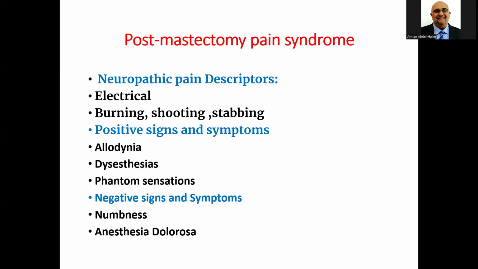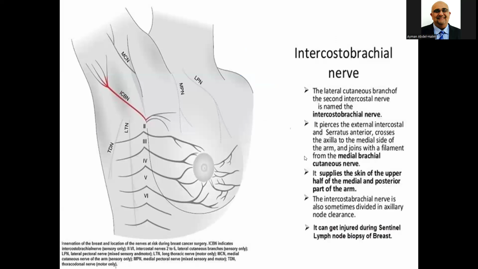Anesthesia dolorosa is basically deafferentation pain syndrome. Here, the intercostobrachial nerve, as we said, is the commonest nerve that gets affected. It's the nerve that supplies the floor of the axilla.